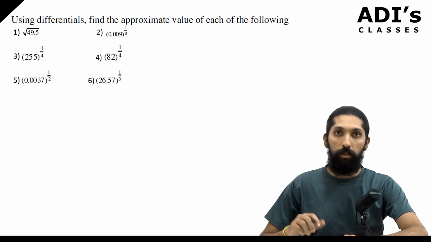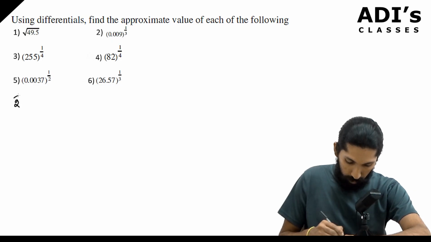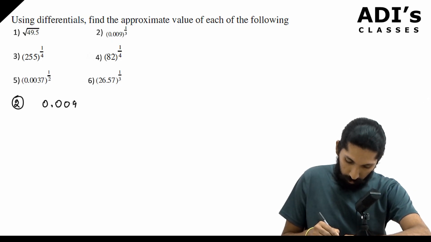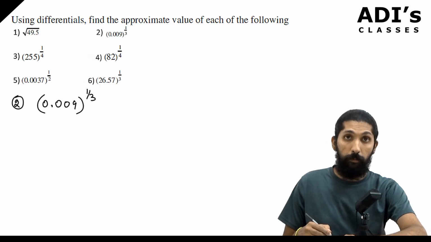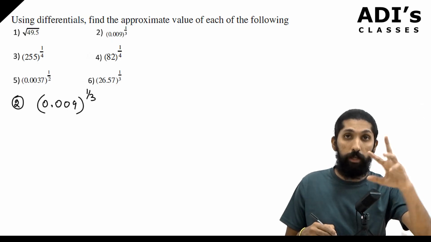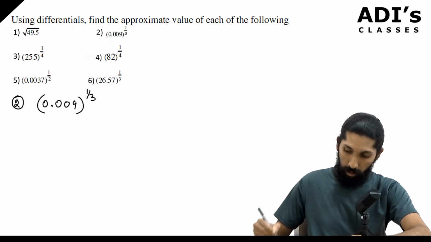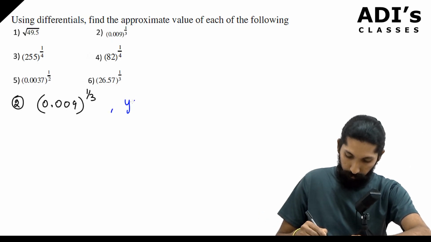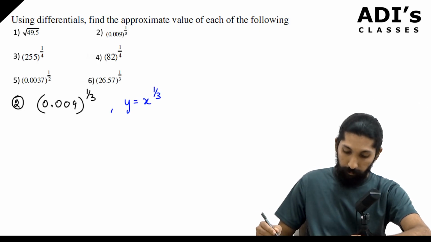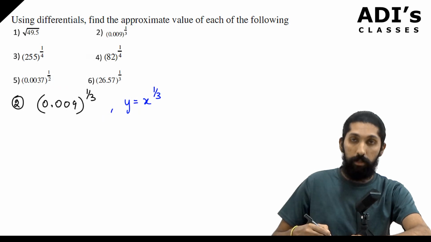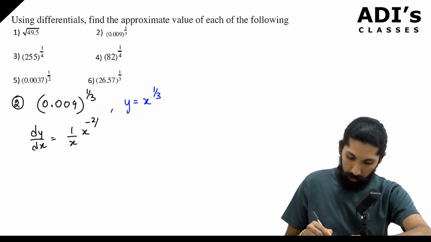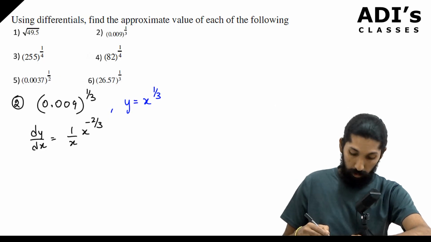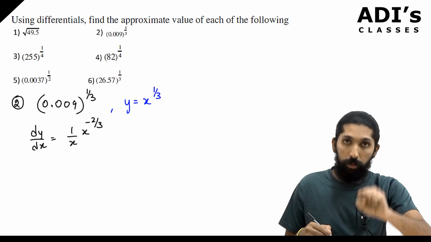Now let's do the second one. See the second one, you have 0.009 whole power 1 by 3. Correct? This is your question. So now what do we have? It's a cube root, correct? So take the function as y is equal to x power 1 by 3. Since y is equal to x power 1 by 3, dy by dx is 1 by 3 x power minus 2 by 3, right?